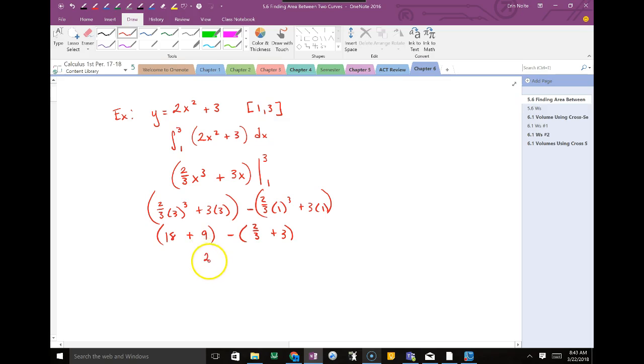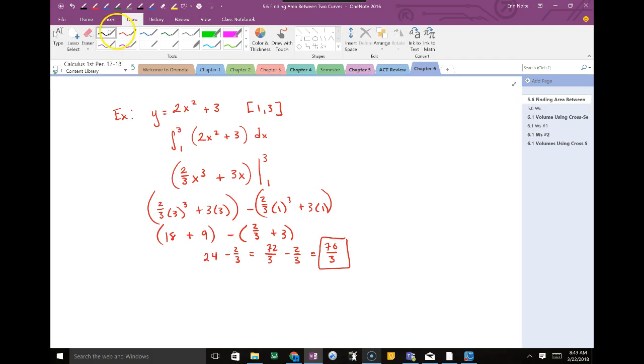So I have 24 minus 2/3. You'd have to get a common denominator. What's 24 times 3? 72. Nicely done. And then I can subtract the tops, and I get 70/3. Look at that. We did that all without a calculator.